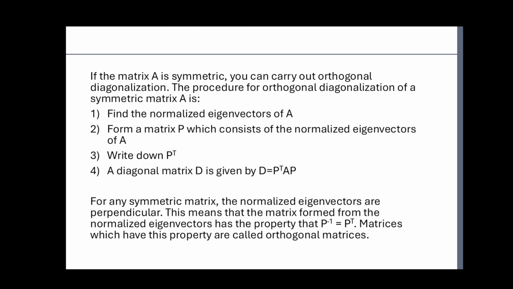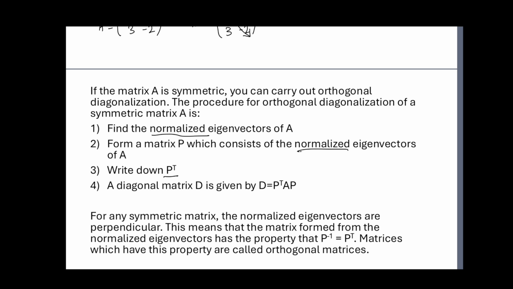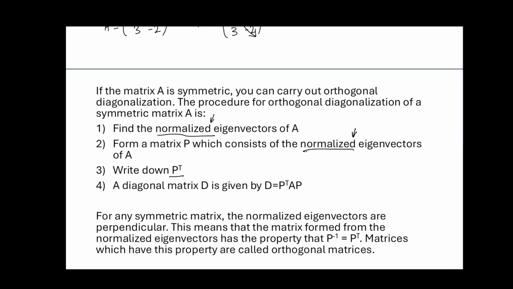The procedure for orthogonal diagonalization of a symmetric matrix A is: find the normalized eigenvectors of A, form a matrix P which consists of the normalized eigenvectors of A, write down the transpose of P, and then the diagonal matrix D is given by D is equal to the transpose of P multiplied by A multiplied by P. So from before, what has changed is that we are now finding the normalized eigenvectors, and we are not finding the inverse of P, we are just finding the transpose of P.